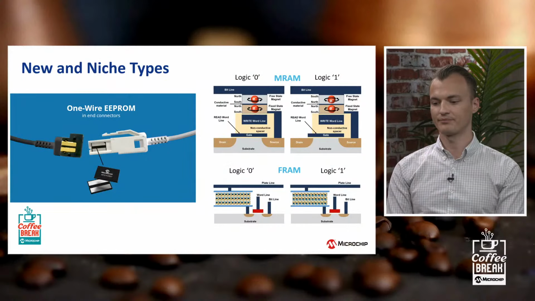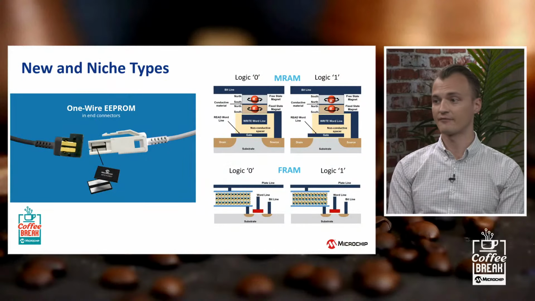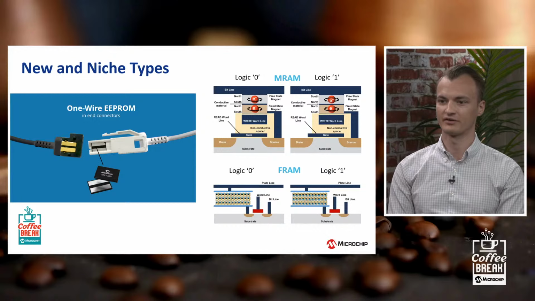Okay. All right. So you mentioned those are the three main types. Are there other newer types or niche types that are worth considering? Yeah. So when a lot of people think of new types of memory, they think about FRAM and MRAM. Those tend to be a hot topic of discussion because people tend to view them as a newer type of memory.